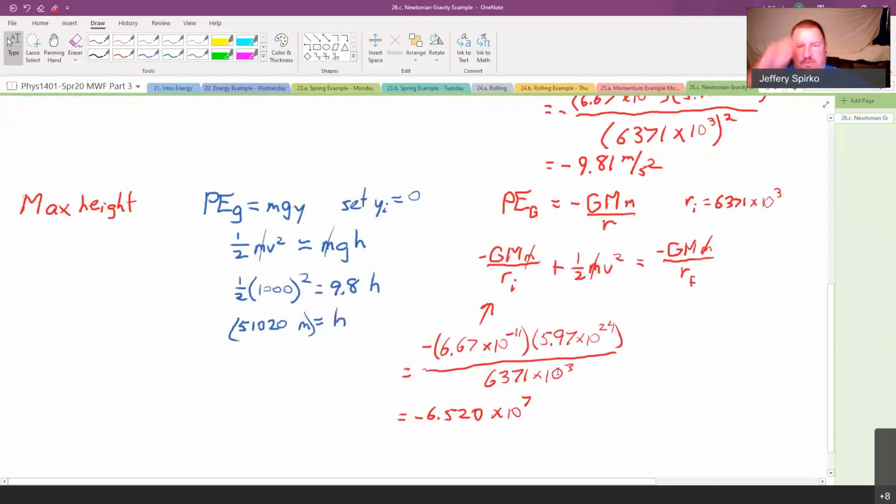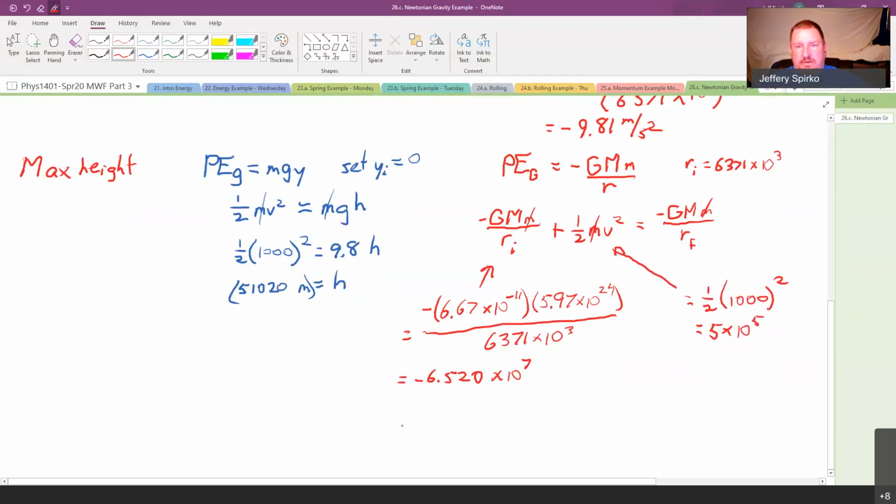And it would be units of energy if the little m was still in here. So now it's units of energy divided by mass, or joules per kilogram. So let's figure out that part over there. So that's 1/2 times 1,000 squared. 1,000 squared is a million. Half of that is 5 times 10 to the 5th.